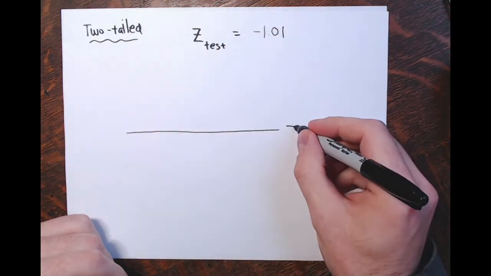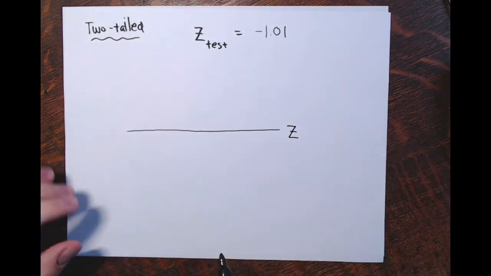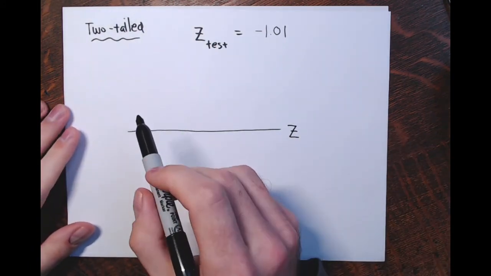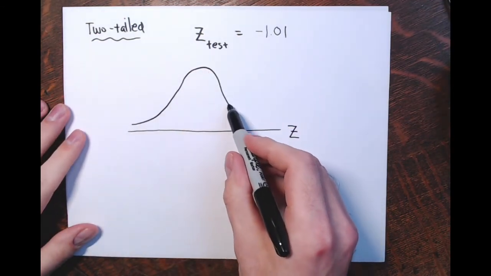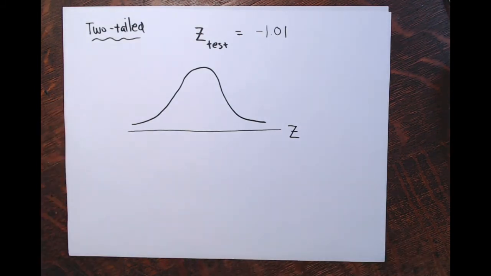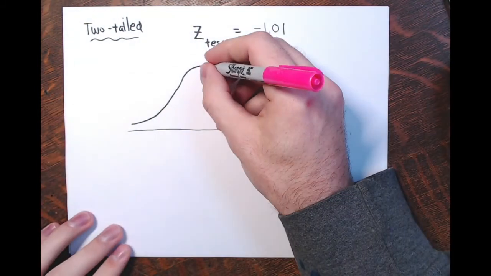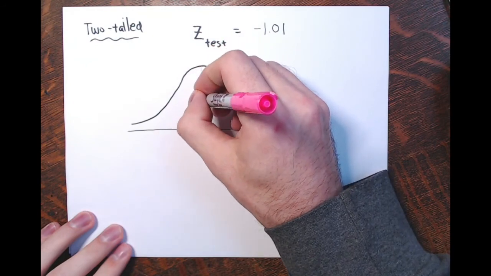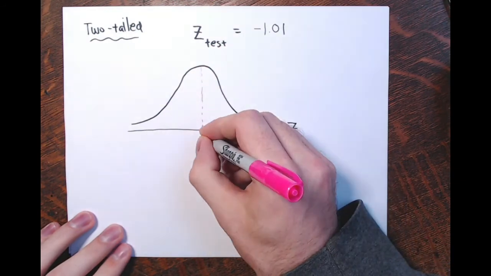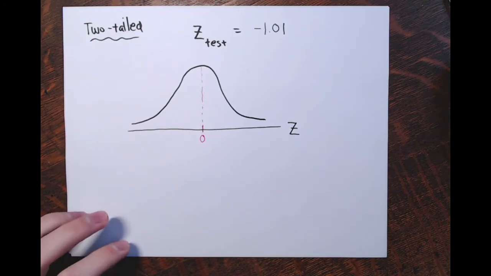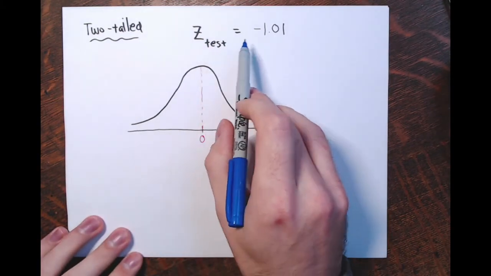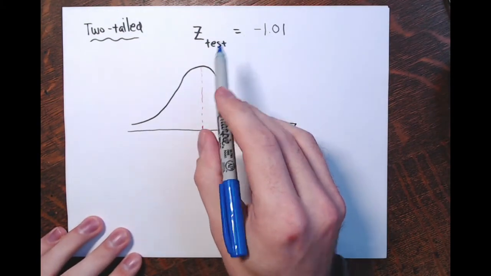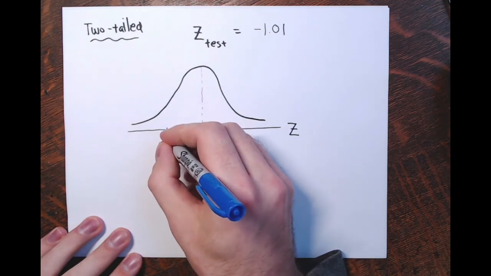So if I set up the standard normal curve, the z distribution, that has a mean of 0 and a standard deviation of 1. Symmetrical bell-shaped curve here. Under the peak, remember, the mean of the population has a z-score of 0 under the peak of the standard normal curve. And then our test statistic, the z-score for our sample mean, comes in at negative 1.01.